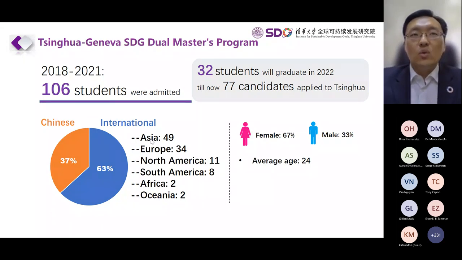We have a joint degree master program, in cooperation between Tsinghua University and the University of Geneva. Since 2018, till now, we have already admitted 106 students, and 30 students will graduate this summer. We also have 77 candidates applying to Tsinghua University for the next cohort. As for the distribution of our students, 37% are from China, but 67% are from overseas, such as Asia, Russia, North America, South America, Africa, and Oceania. This is a distribution of female and male.